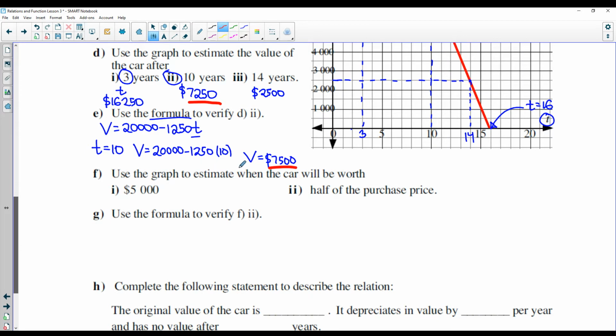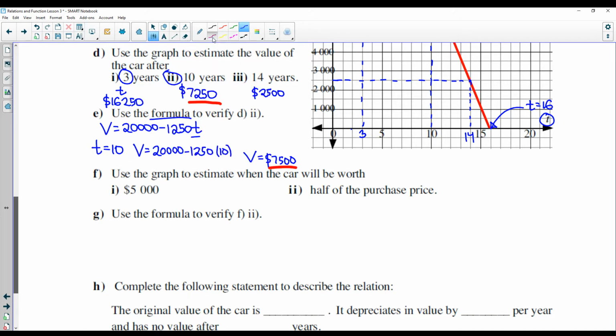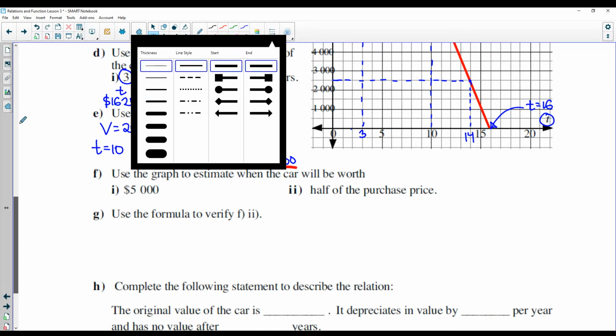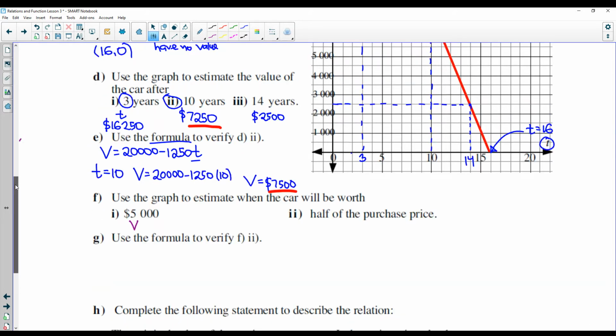F says use the graph to estimate when the car will be worth $5,000 and half of the purchase price. Okay, so we're just going in the opposite direction this time around. So this time what we're going to do is start on the y-axis, or the V-axis, go over to the graph, and then figure out what that time value is.